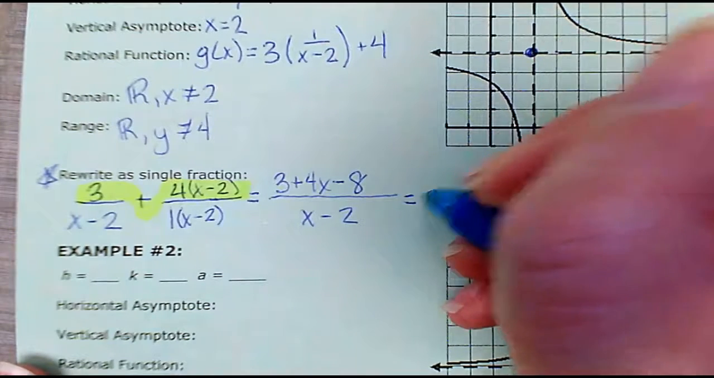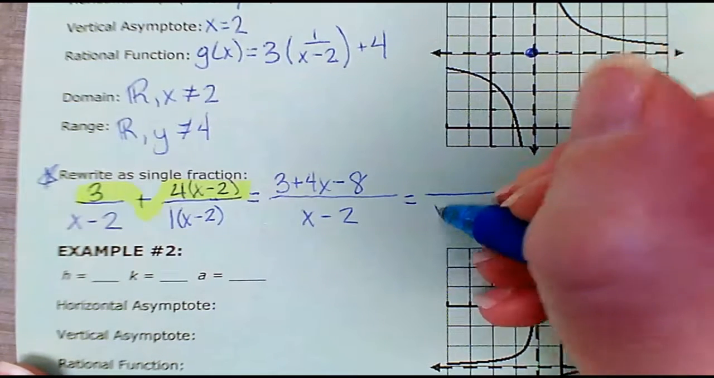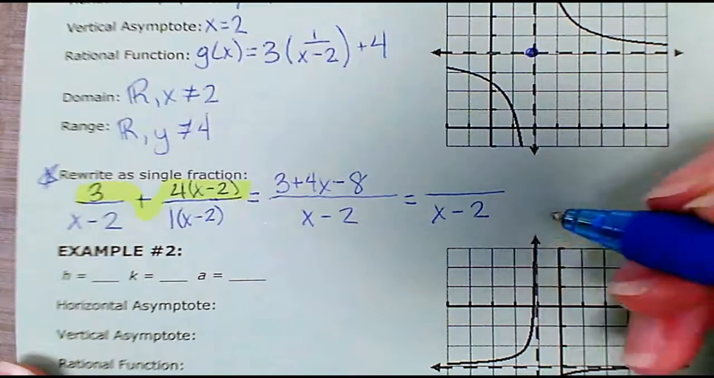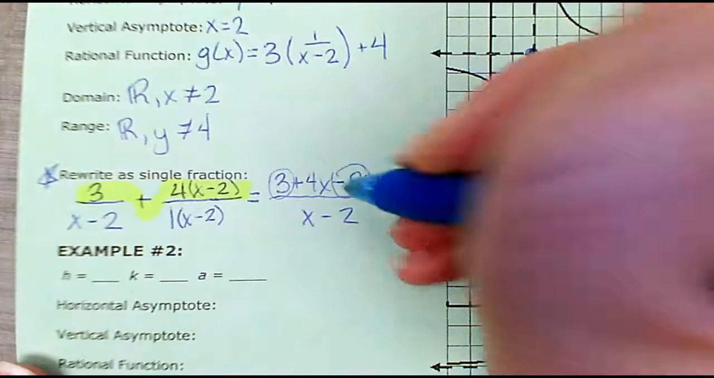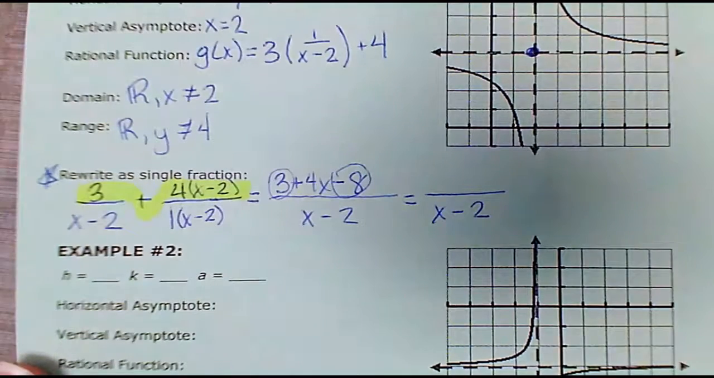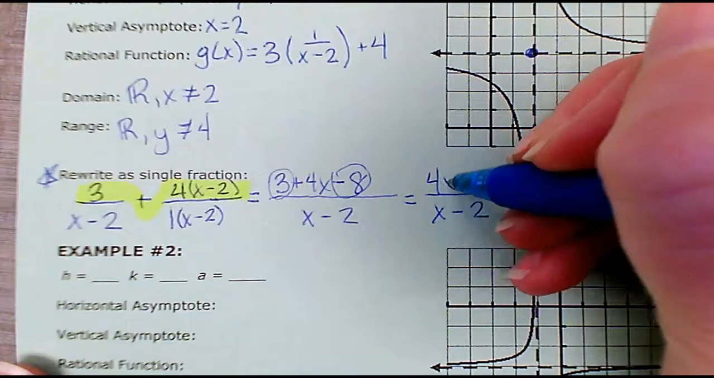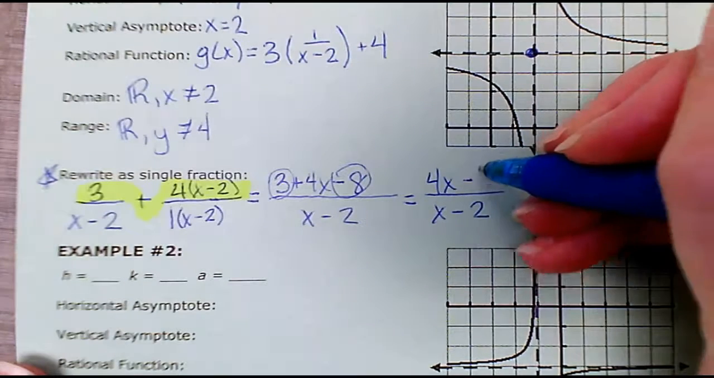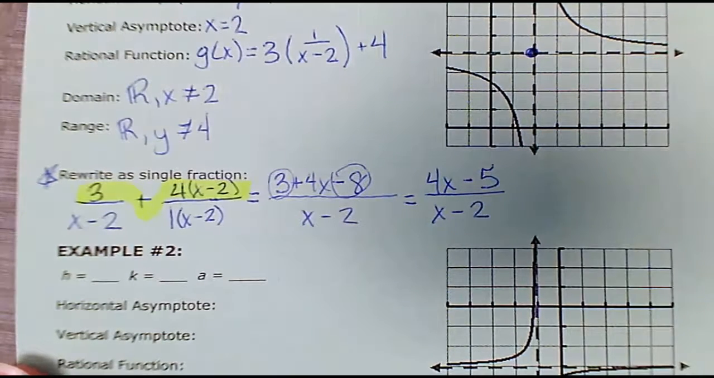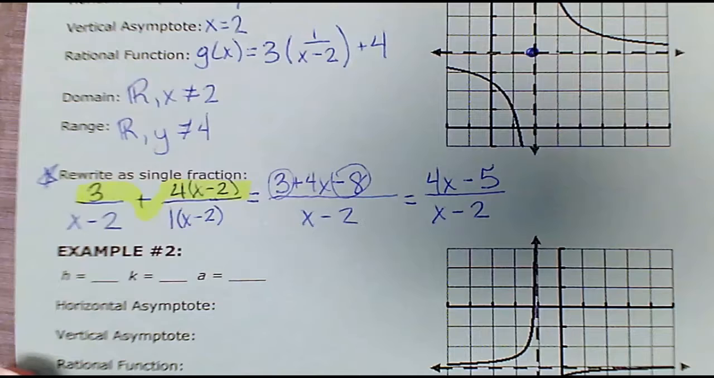So, your final answer still has x minus 2 in the denominator, but you have like terms that you can combine, so you have 4x minus 5. Because 3 minus 8.